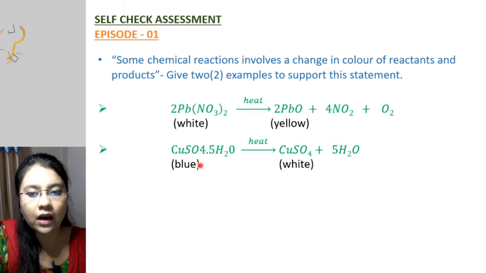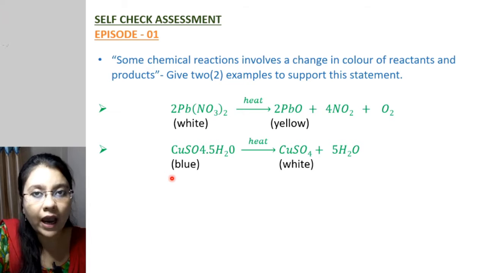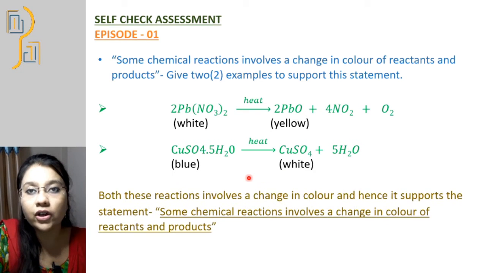If we take hydrated copper sulfate, which is blue in color, and if we heat it, it forms anhydrous copper sulfate and 5 molecules of water. Now this hydrated copper sulfate is blue and the anhydrous copper sulfate is white in color. So both these cases show that there is a change of color of the reactants and the products, which suits the above condition given.